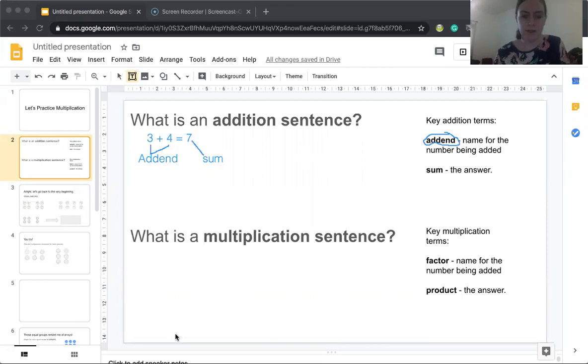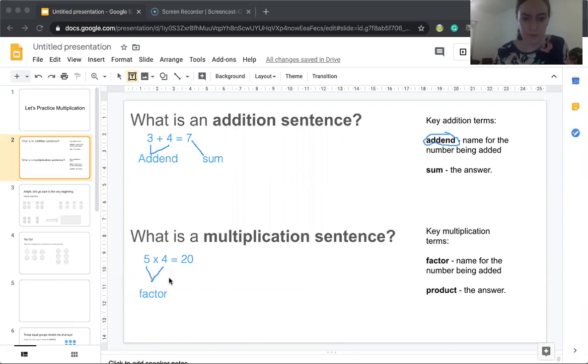So let's take a look down here. I'm going to create a multiplication sentence: 5 times 4 equals 20. Just like in an addition sentence, these have special names. My 5 and my 4, the numbers that are being multiplied together, are called factors. So 5 is a factor and 4 is a factor. Notice how it's different from our addition sentence because we're not adding, we're multiplying, okay?